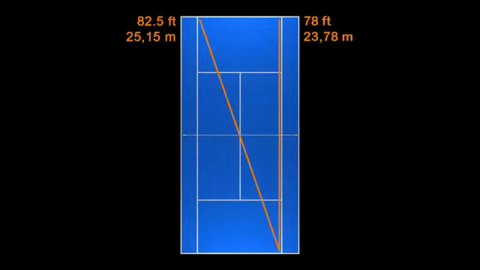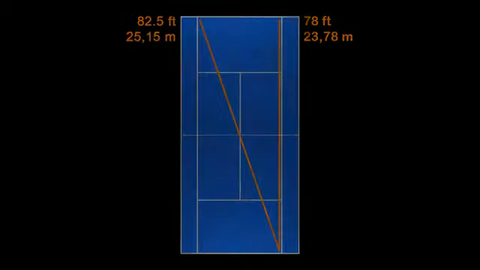Okay, the next reason why hitting cross-court is usually safer is the fact that the distance for a cross-court shot is longer. As you can see here, the distance for the cross-court shot is about 82.5 feet from baseline to baseline and 78 feet for a down-the-line shot. What this really means is that you have less time to recover to your optimal position after a down-the-line shot because the ball will be in the air for a shorter period of time. And that again makes it safer to go cross-court.